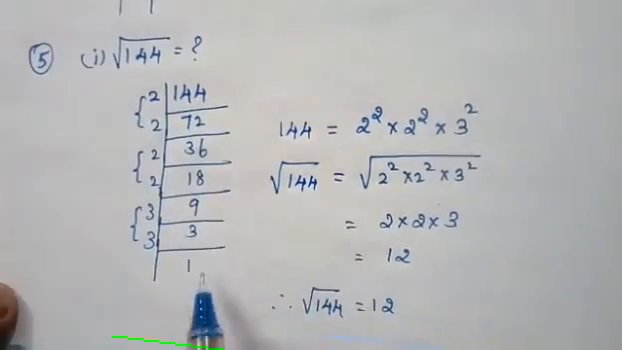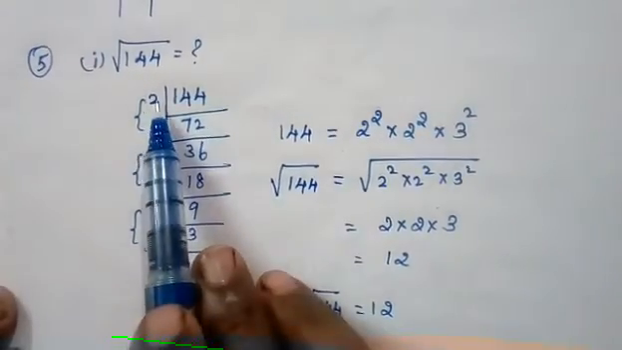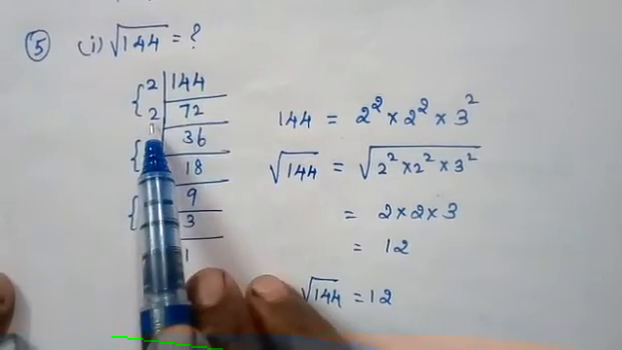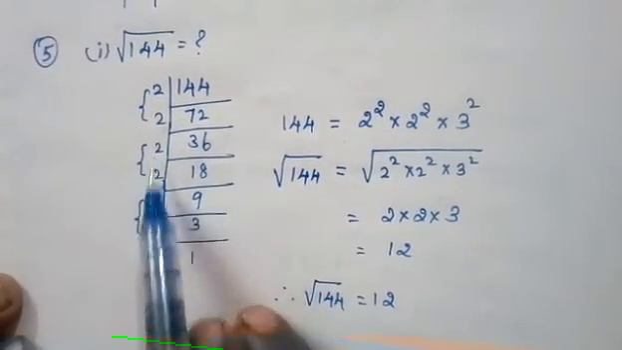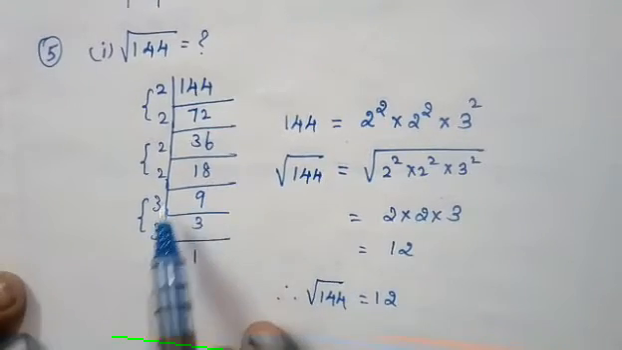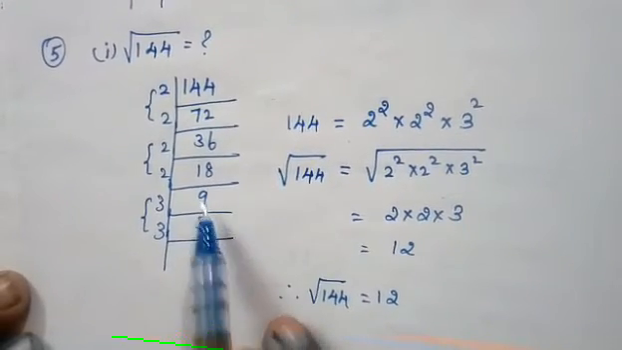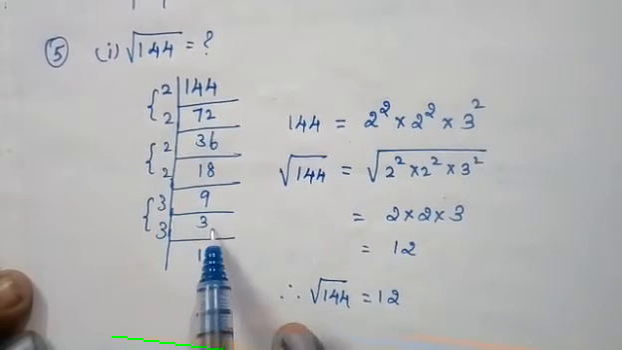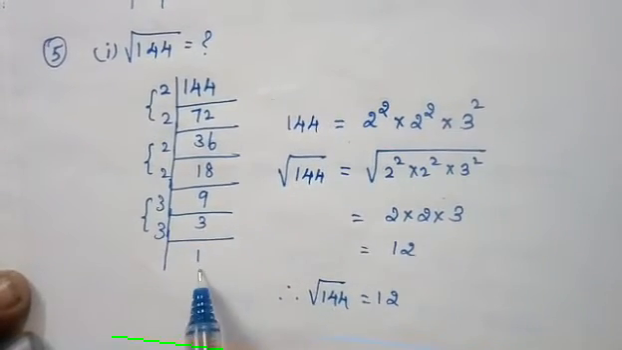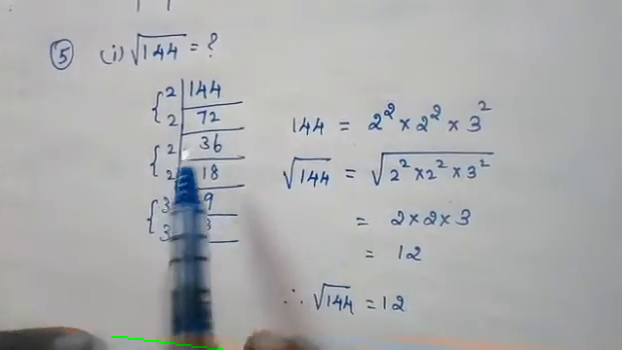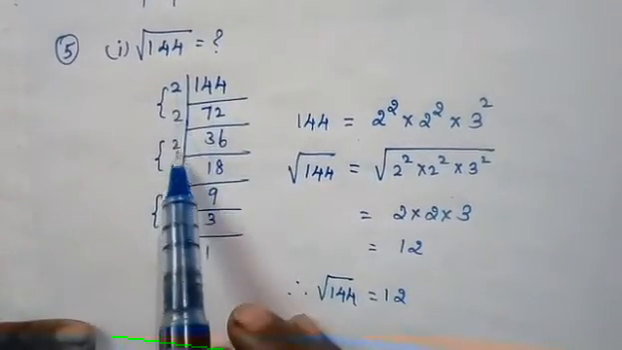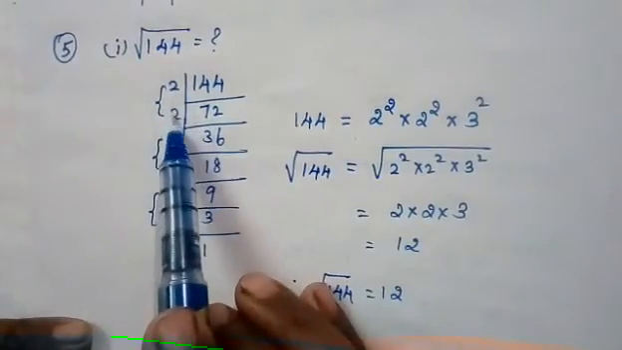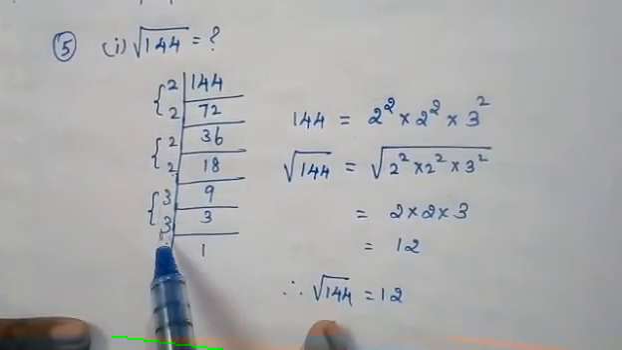First problem, square root of 144. Use the prime factorization method, the same way you have to find. First 2 is possible, it is 72, then again 2 is possible, that is 36, then again 2 is possible, that is 18, then 18 divided by 2 is 9, then you use the 3 table, 3 3s are 9, again 3 divided by 3 is 1. So now you have to make pairs of numbers: 2 square, 2 square, 3 square. So 144 is written as 2 square, 2 square, 3 square.